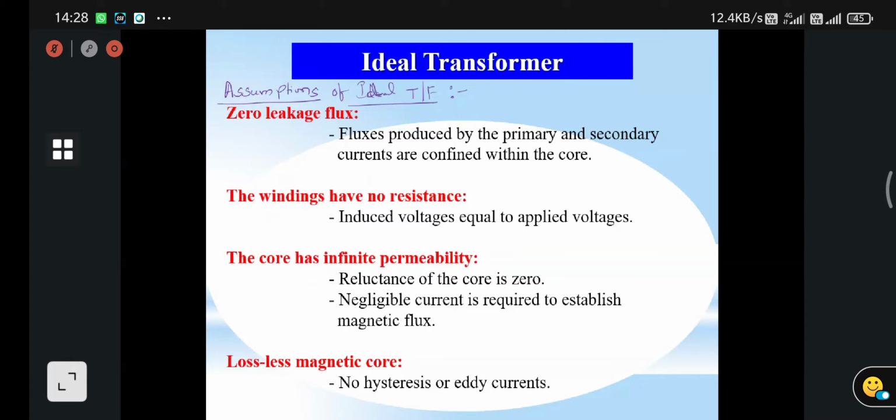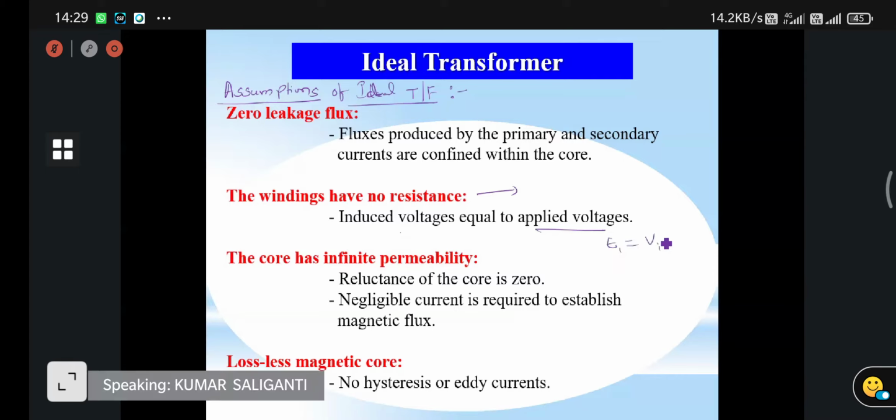Next, the windings have no resistance. Thereby the induced voltage is equal to the applied voltage, that is, E1 equals V1.